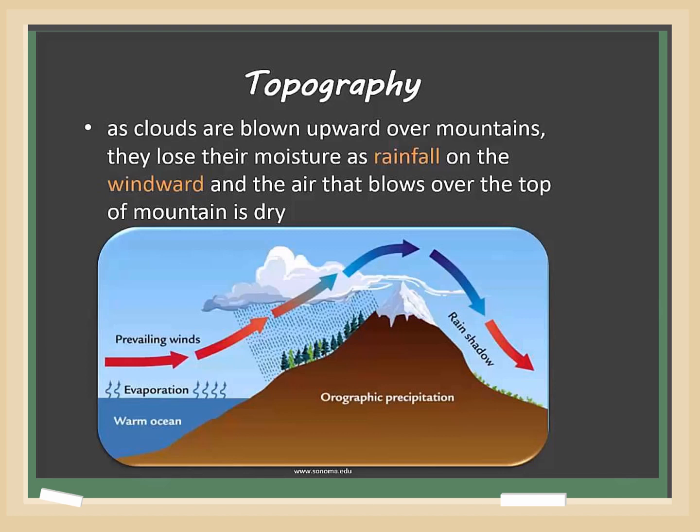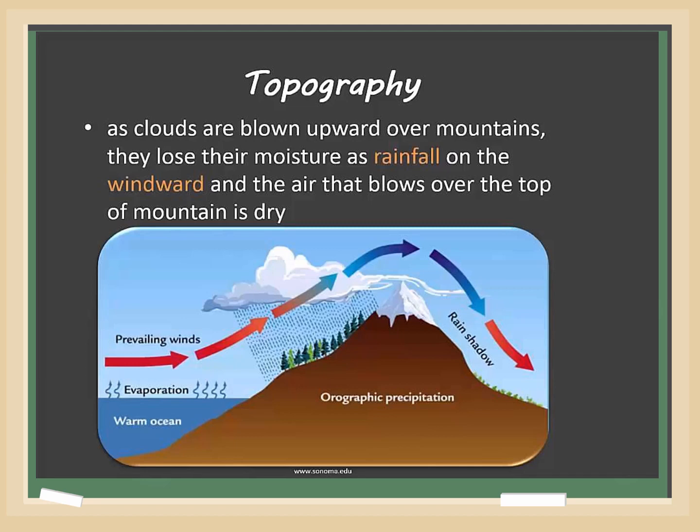Now, another factor that affects climate is what we call topography. Topography is the surface feature of the land. So, what is the surface feature of the land? Is it mountainous? Is it flat? That is what we call topography.